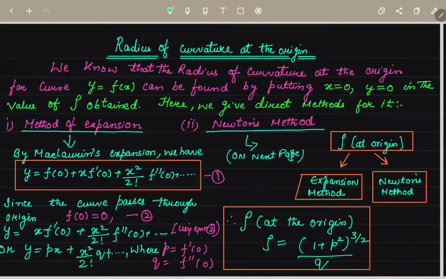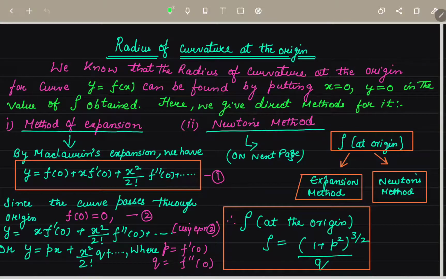In the previous lecture I taught you the radius of curvature in Cartesian form, and we know the formula: rho is equal to 1 plus dy by dx whole square, whole raised to the power 3 by 2, divided by d2y by dx square. Now we are only replacing the first derivative by p and the second derivative by q. So rho at the origin is equal to 1 plus p square whole raised to the power 3 by 2 divided by q.